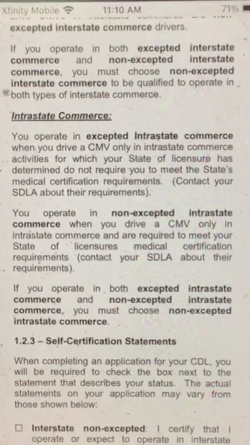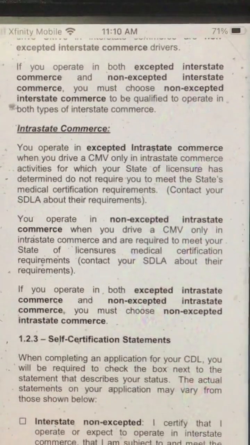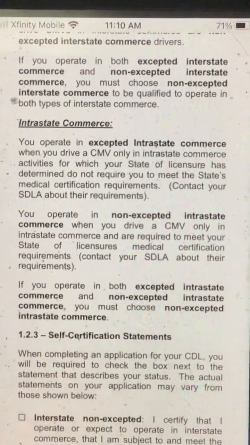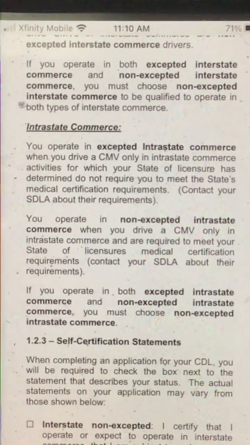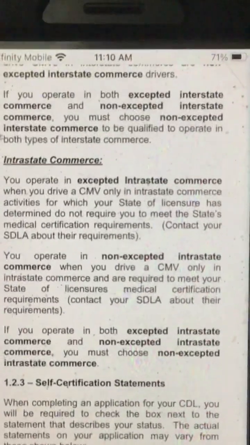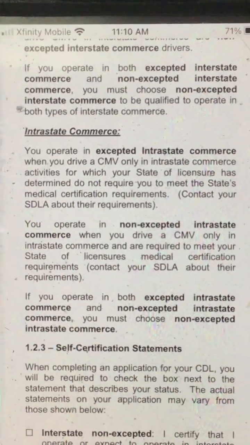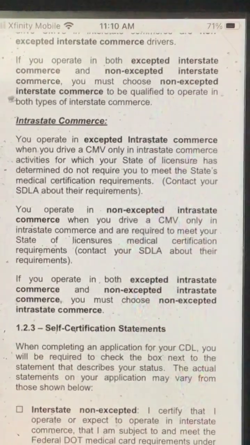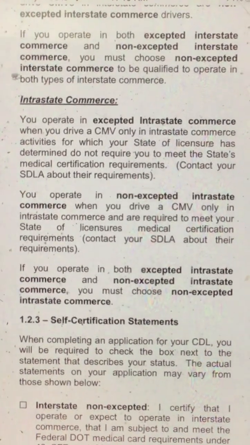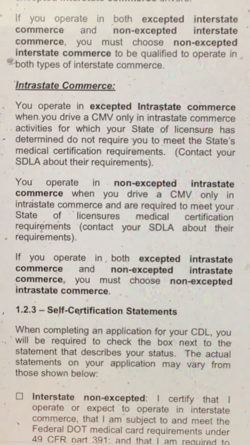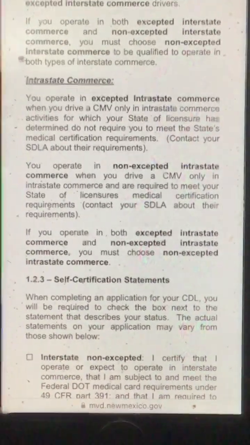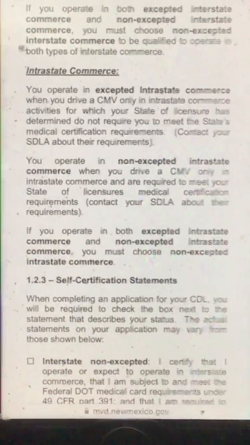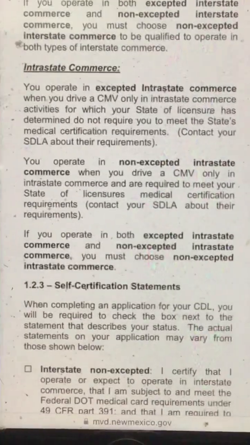You operate in non-accepted intrastate commerce. That's highlighted. When you drive a CMV only in intrastate commerce and are required to meet your state of licensure's medical certification requirements, contact your SDLA about their requirements. If you operate in both accepted intrastate commerce and non-accepted intrastate commerce, you must choose non-accepted intrastate commerce. That's highlighted.